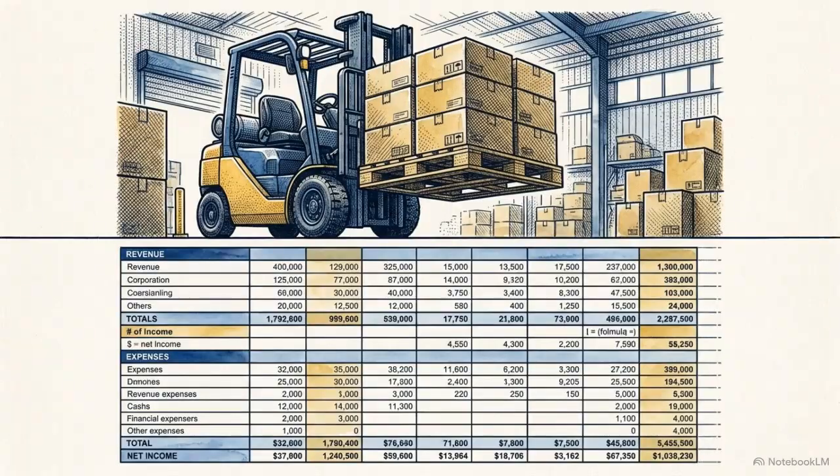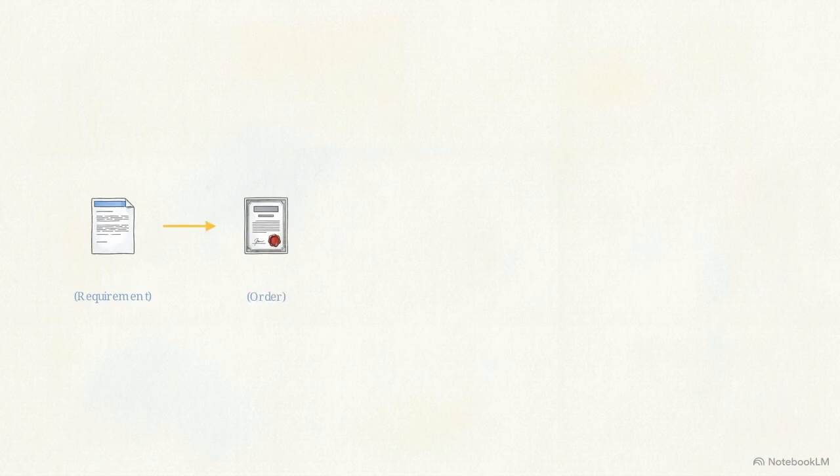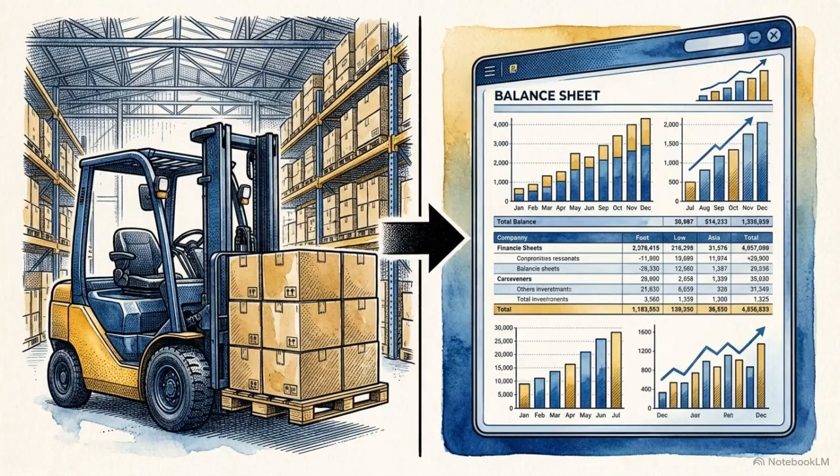This integration means that every physical movement in the warehouse has an immediate and accurate financial consequence on the company's balance sheet. This is the complete procurement cycle: requirement, purchase order, goods receipt, invoice verification, and payment. You have now seen how physical supply chain actions directly drive the digital financial records of the organization.